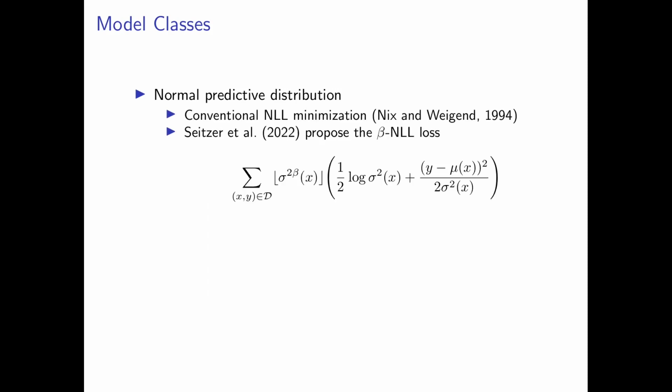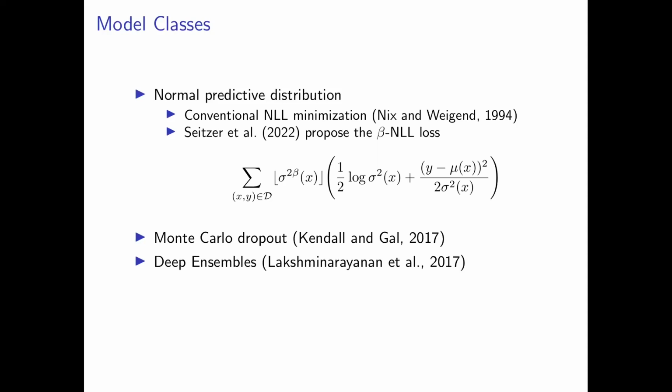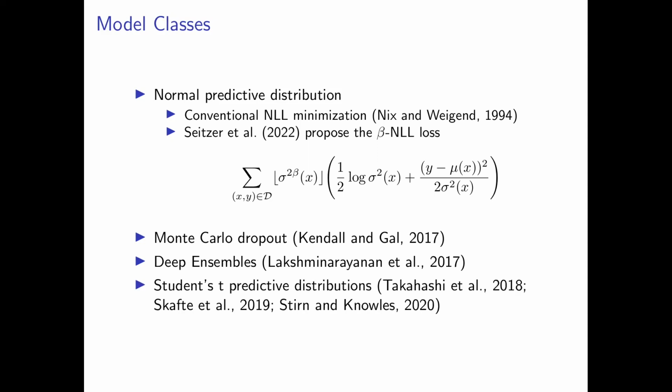To avoid confounding model performance and model selection, we group methods according to the predictive distribution's form. First, we have normal predictive distributions, which include conventional negative log likelihood minimization, as well as the recent beta NLL loss. Second, we have Monte Carlo dropout methods, where the predictive distribution is a mixture of normals under different dropout conditions. Third, we have deep ensembles, which is also a mixture of normals, but arises from an ensemble of models that experience different randomness during optimization. Lastly, we adapt our proposal to the student's t distribution and compare the methods with student's t predictive distributions.